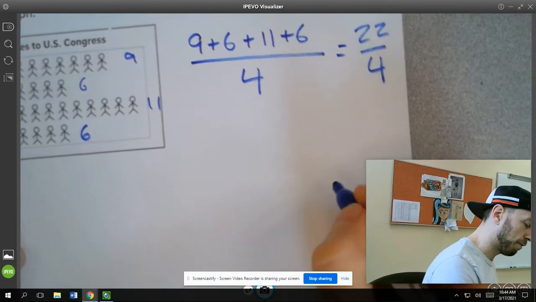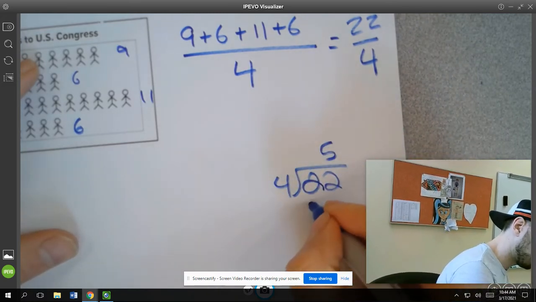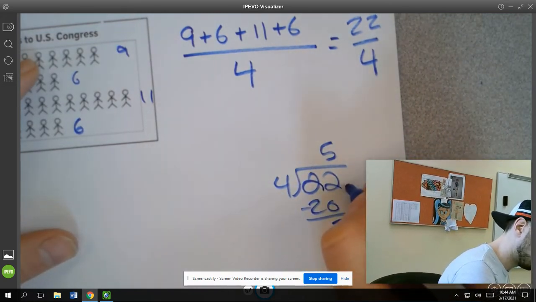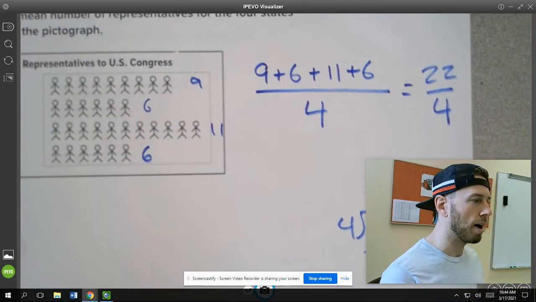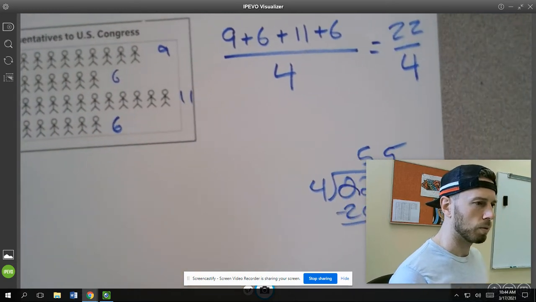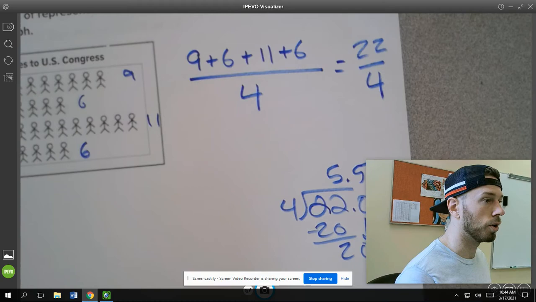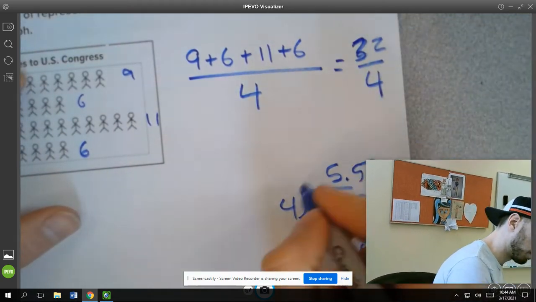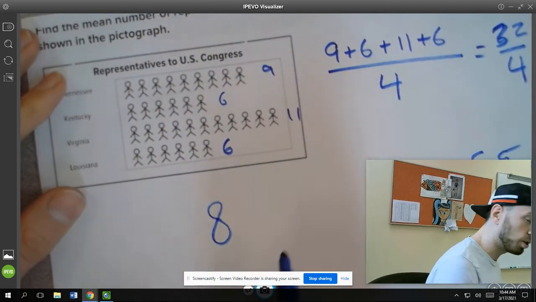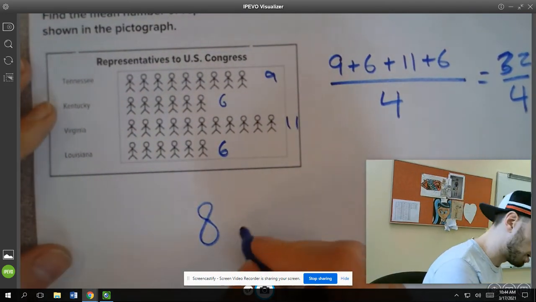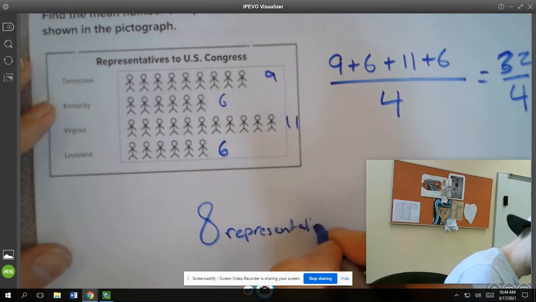I did 22 divided by 4 real quick. 4 goes in 22 five times, which is 20, 2 left over, we have a decimal, 5.5. So what we have here, wait, hold on. Oh, no, 32, sorry, 32. The 32 divided by 4 is 8. So essentially what we have here is an answer of 8 representatives.